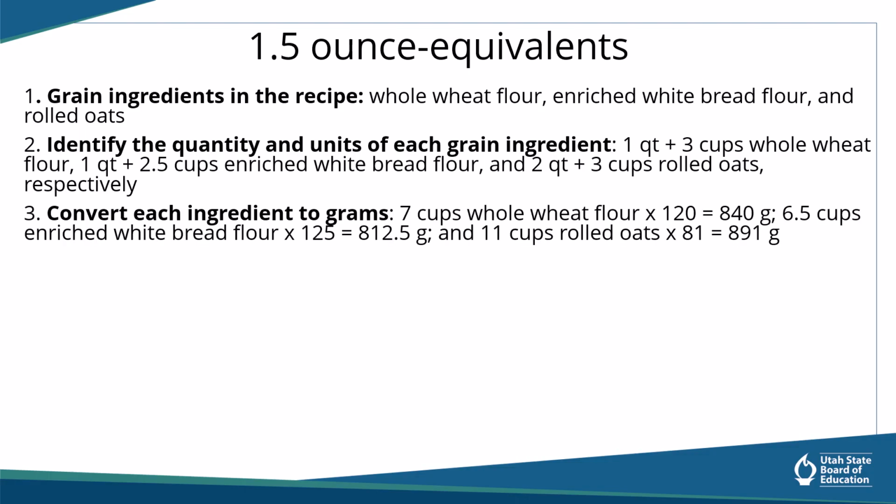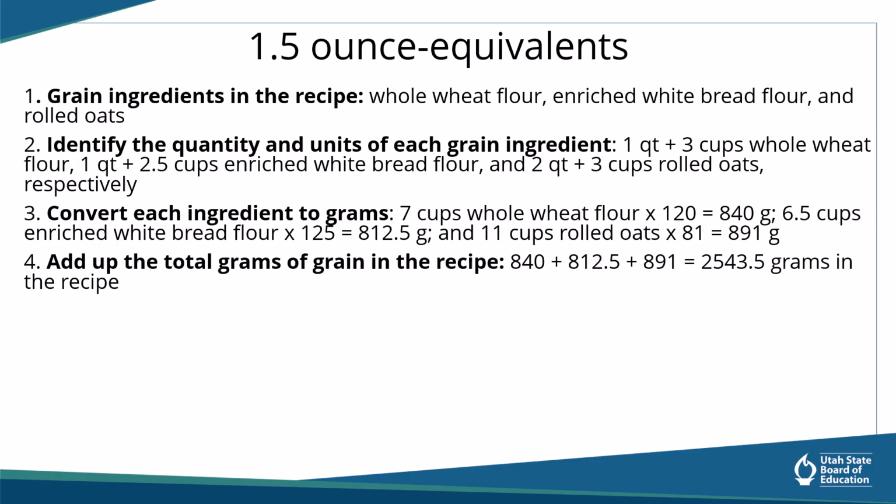Step 3, convert each ingredient to grams. 7 cups of whole wheat flour times 120 equals 840 grams. 6.5 cups enriched white bread flour times 125 equals 812.5 grams. And 11 cups rolled oats times 81 equals 891 grams. Step 4, add up the total grams of grain in the recipe. 840 plus 812.5 plus 891 equals 2,543.5 grams in the recipe.